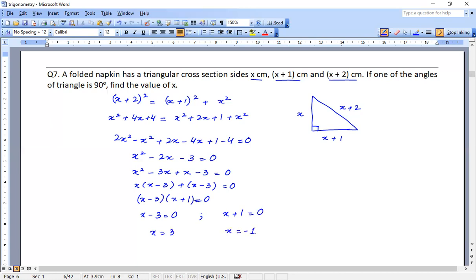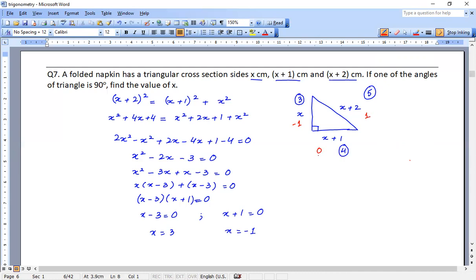Now that I have two values of x, I only need to figure out which one of these two can be acceptable. For instance, if x equals 3, this side becomes 3, this side becomes 4, and this side becomes 5. So these values are acceptable. This is possible. Okay. And if the value of x is equal to minus 1, this is minus 1, this becomes 0, and this becomes 1.